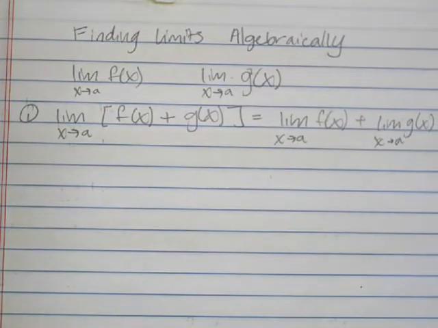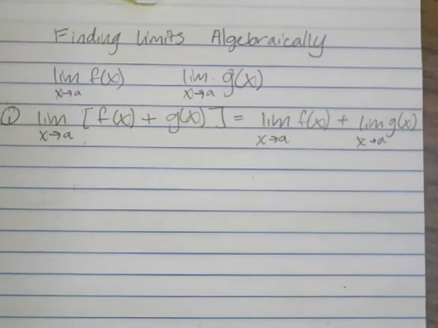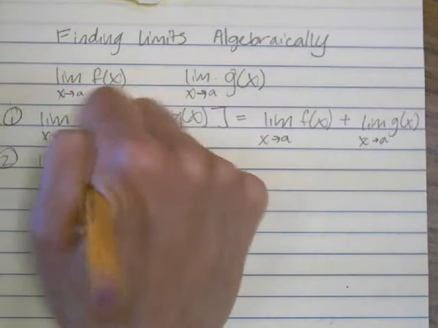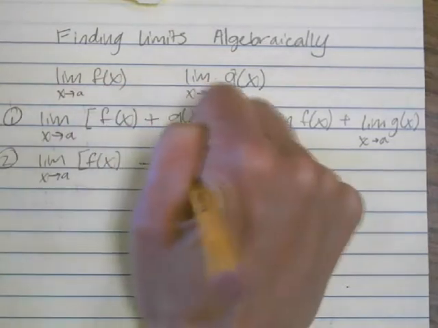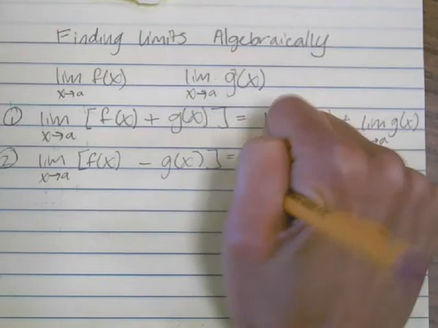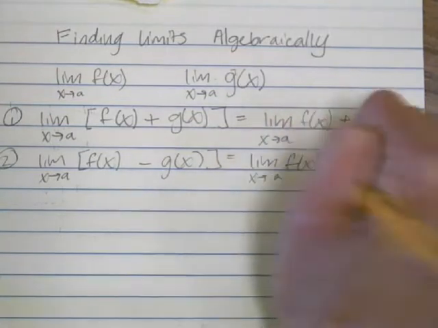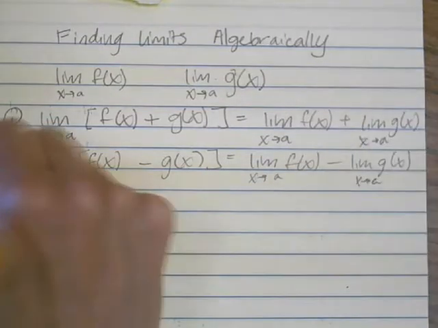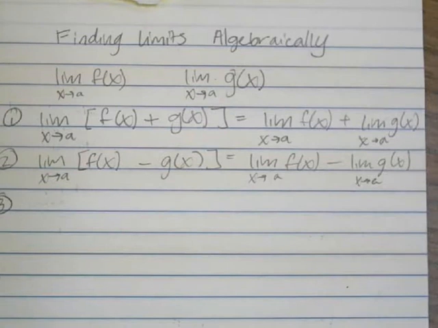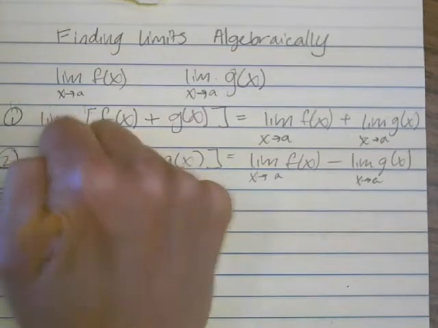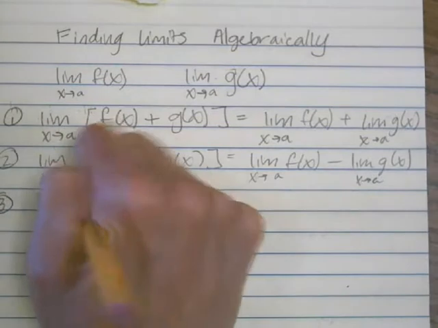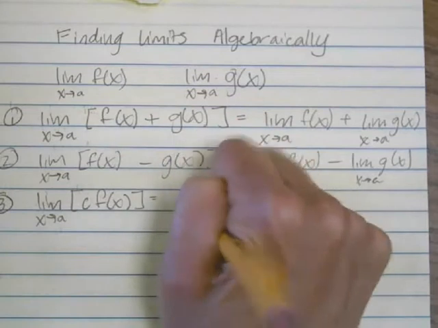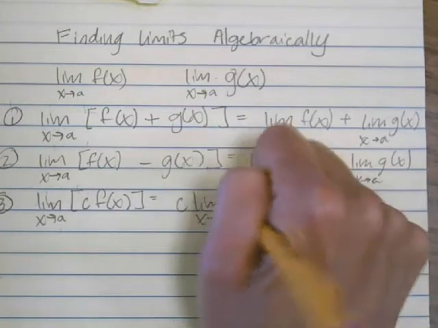The same thing goes with subtraction. So you write the same thing, you can split them up, find out what the limits are, and subtract them. The same rule holds for, let's say you have the whole thing multiplied by a constant. You can pull that constant outside and find the limit of the function, multiply by the constant.